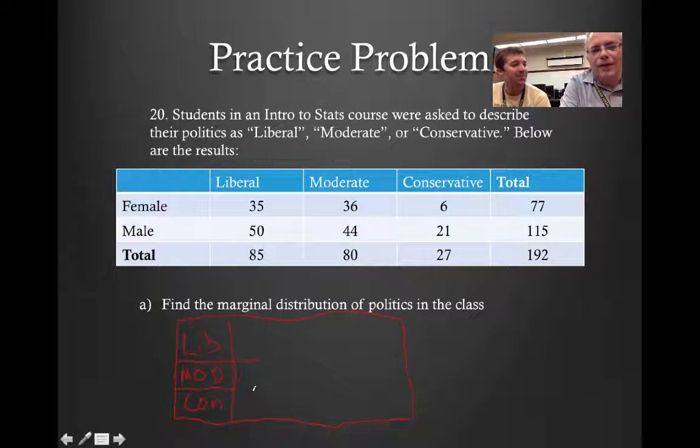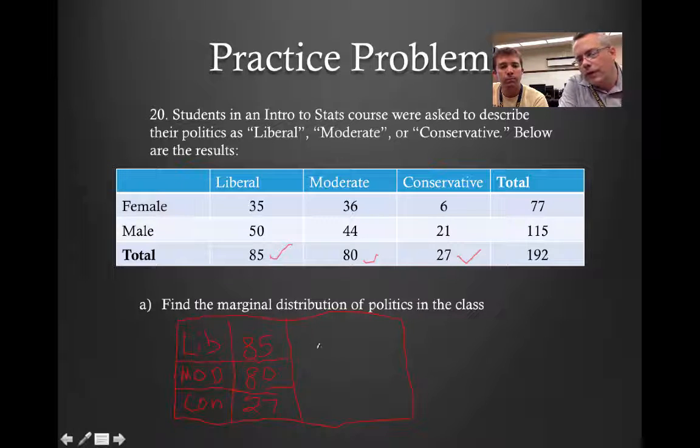All right. So we're finding the distribution of politics. We want to know the total number of liberals. There are 85 liberals. Notice how that came from the bottom row of the table. There are 80 moderates. That came from the bottom row also. And there are 27 conservatives. So this is the frequency distribution of politics. We labeled the categories and we wrote down the frequencies.